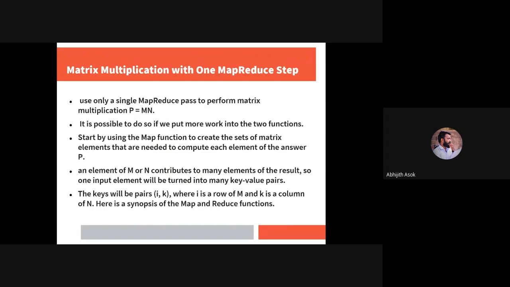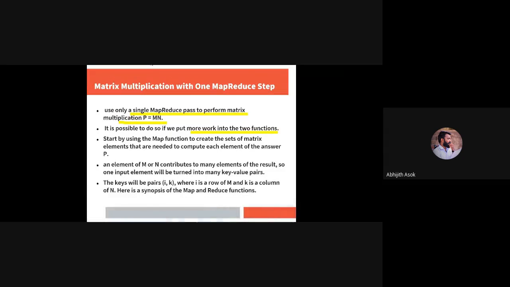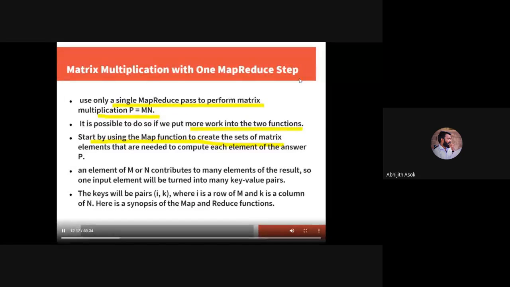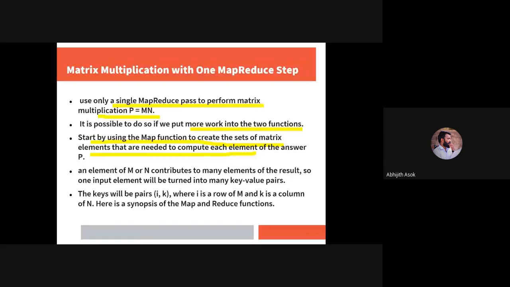Matrix multiplication with one map reduce step. So use a single map reduce pass to perform matrix multiplication P. We need to do more work in the two functions. Start by using the map function to create the set of matrix elements that are needed to compute each element. An element in M or N contributes to many elements of the result. So one input element will be turned into many key value pairs. The keys will be ik, where i is the row of M and k is the column of N.